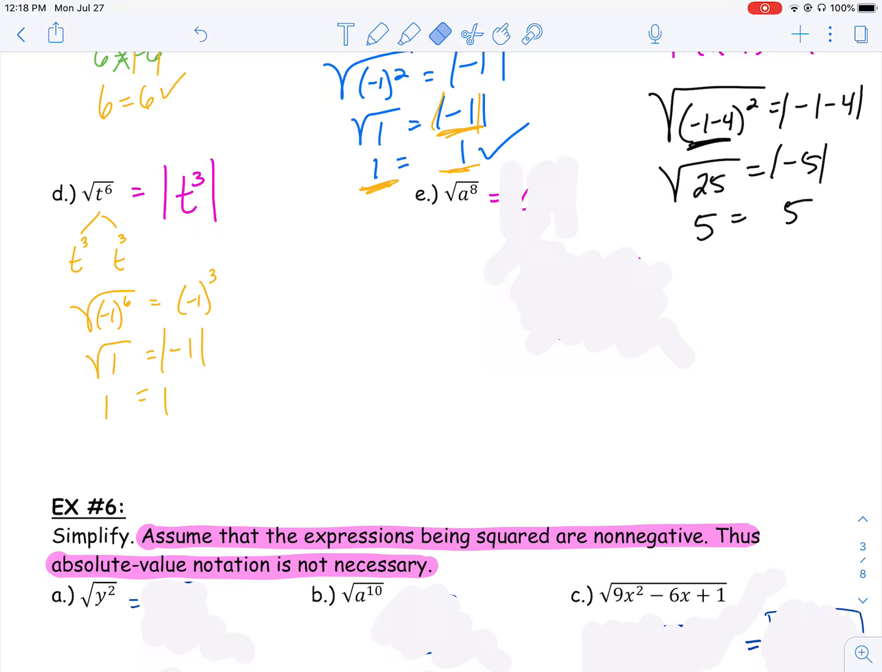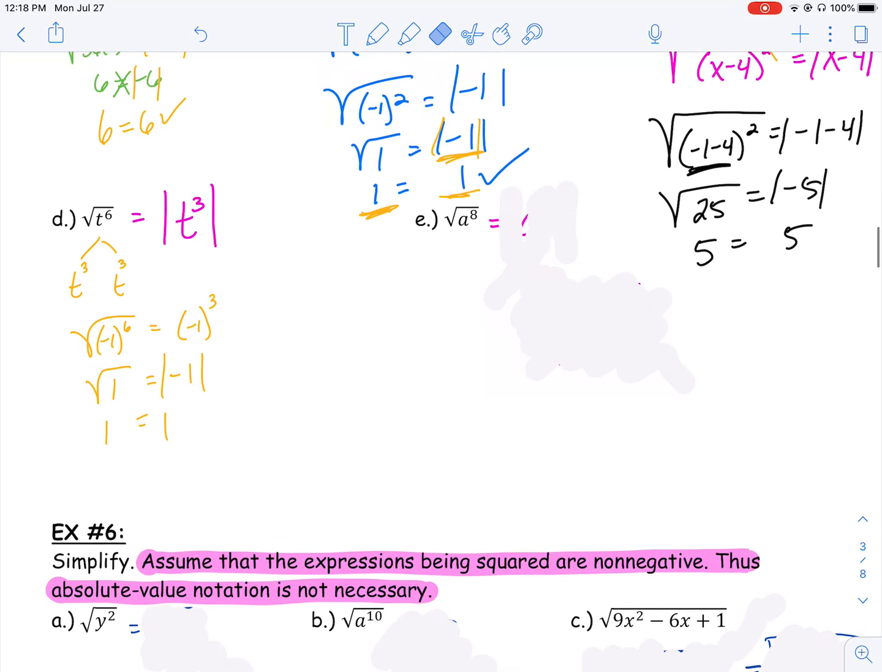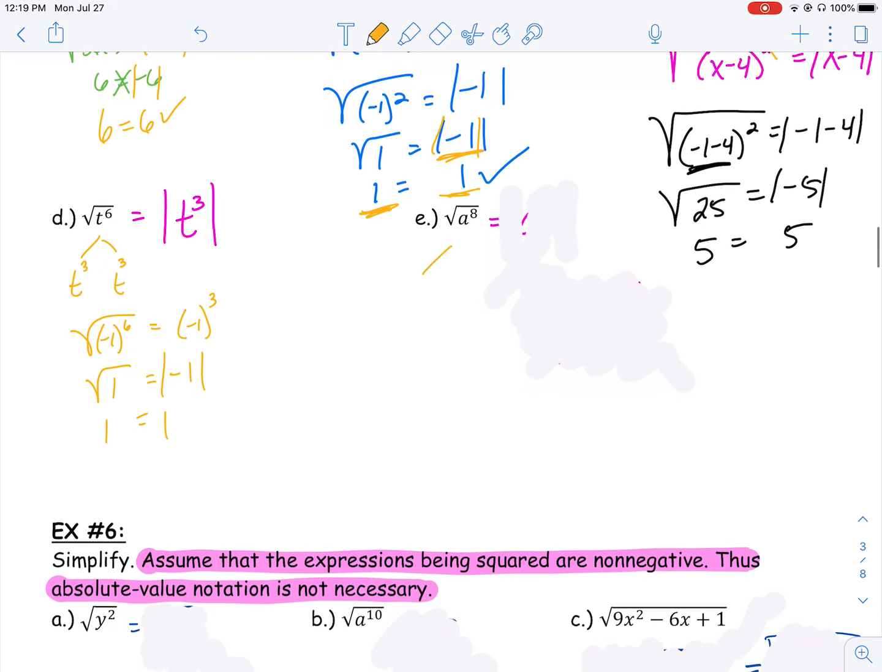That's really important. Okay, I want to look at E with you, and then we're going to go back and look to see if there's a strategy that we can think of anytime we see these type of problems. Look at E. E says we have the square root of a to the 8th. I want you to think of what two quantities multiply by itself to give me a to the 8th. How about a to the 4th times a to the 4th? So I can say that the square root of a to the 8th is really a to the 4th.